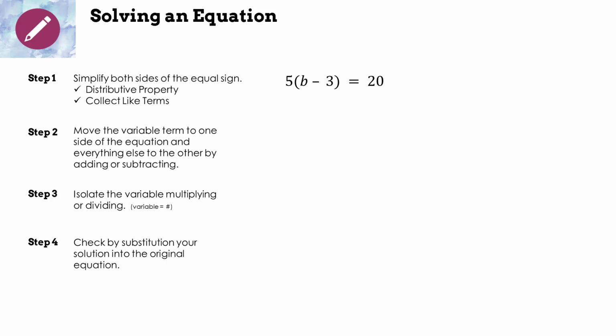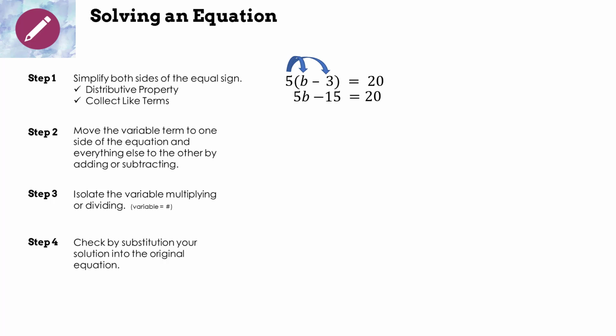This is the distributive property. And what does that mean? I'm going to take 5 times everything in the parentheses. So 5 times b is 5b. 5 times negative 3 is negative 15. And then we just have equals 20 on the other side. From here, it's exactly like the ones we've been doing. 5b minus 15, they're not like terms, so I cannot collect them. 20 is just by itself.